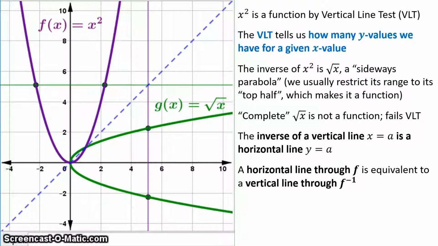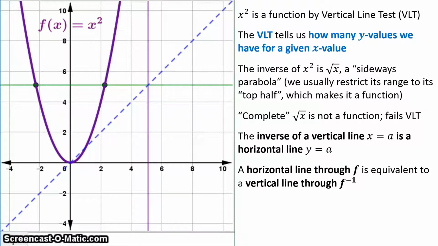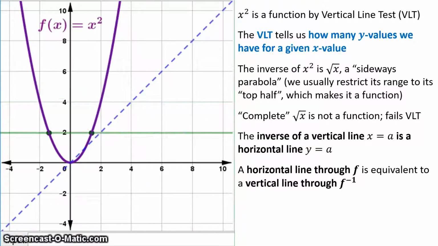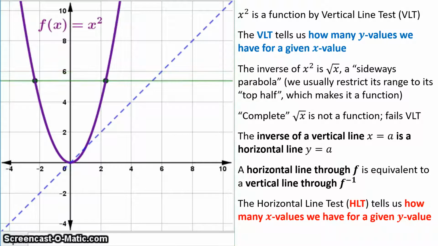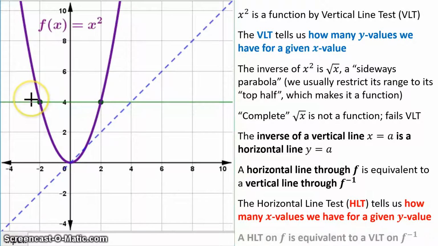So if I eliminate from the graph here the graph of g, and let's turn off the vertical line for a second, now what I have is a horizontal line that is sweeping through y values to see how many x values I have. So if I select a y value of 4, so x squared equals 4, that gives me two x values that I can associate with that output, positive 2 and negative 2. So the horizontal line test tells us whether the inverse is going to be a function or not, because basically the horizontal line test on the function is equivalent to a vertical line test on the inverse.